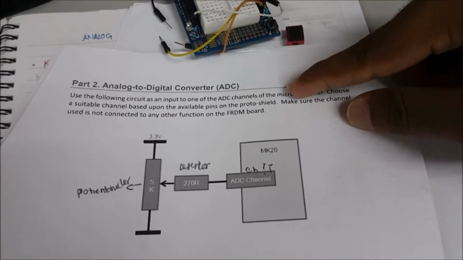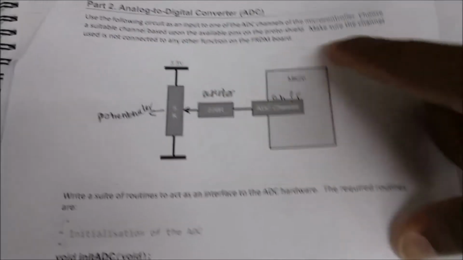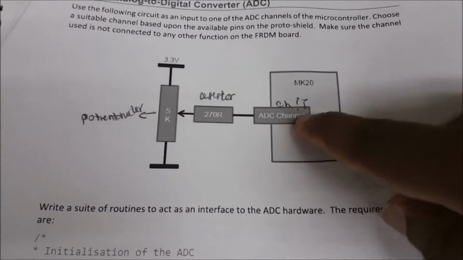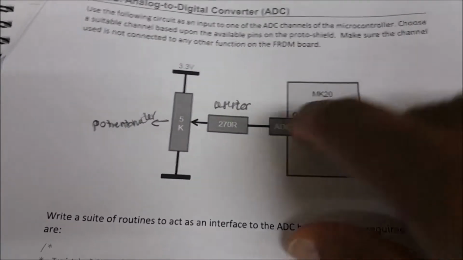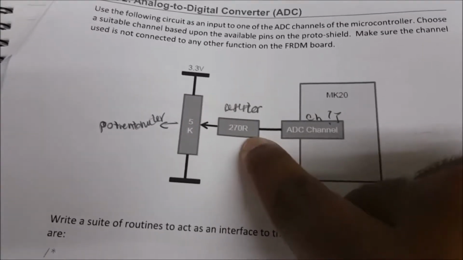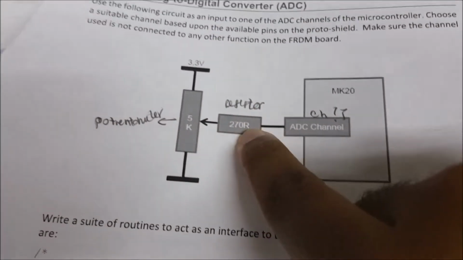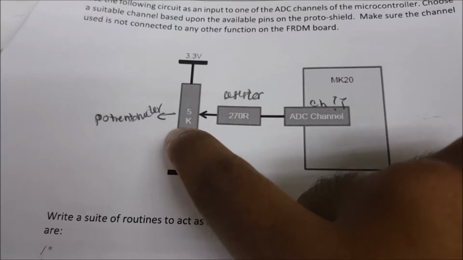Of analog to digital converter. So this is a circuit by the MK20. We're using ADC channel 14 that goes into a 270 ohm resistor. For this resistor we use a SIP, which connects to a potentiometer.